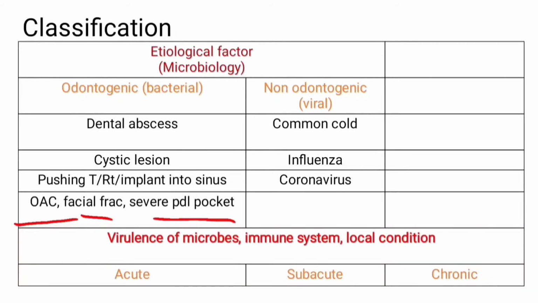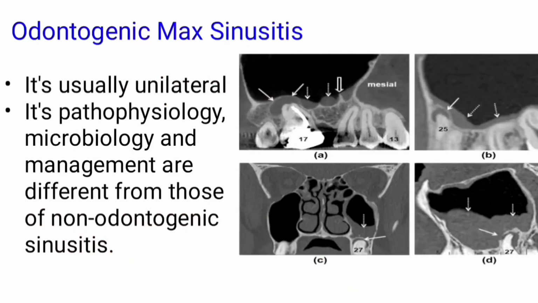Also, maxillary sinusitis can be classified according to the virulence of bacteria, virus, fungus, immune system, and the local tissue condition into acute, subacute, and chronic maxillary sinusitis. The odontogenic maxillary sinusitis, as we said before, odontogenic means of dental origin. It's usually unilateral. We have a unilateral periapical infection here related to the upper 7, which spreads the infection to the sinus lining. Here is periapical infection related to the upper tooth.